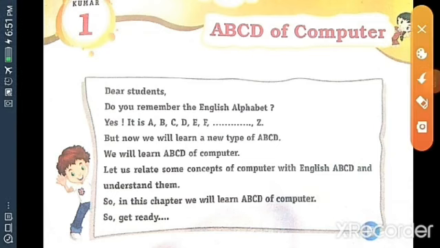Students, let us start our chapter number 1, ABCD of computer. First, dear students, do you remember the English alphabet?